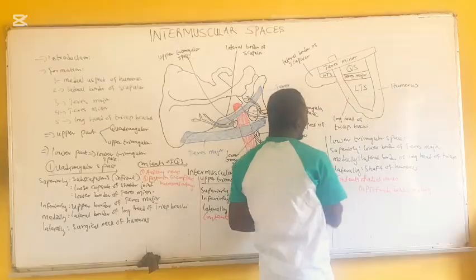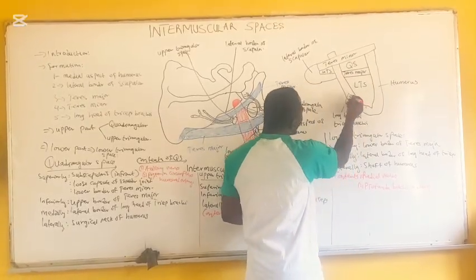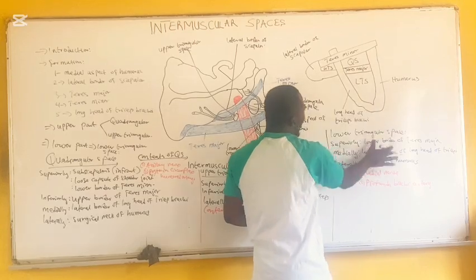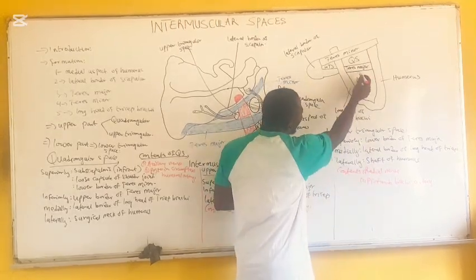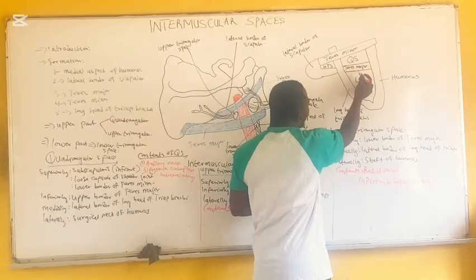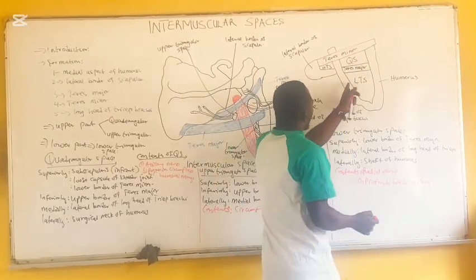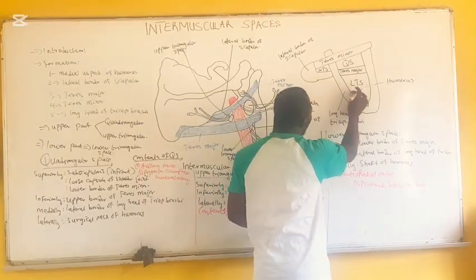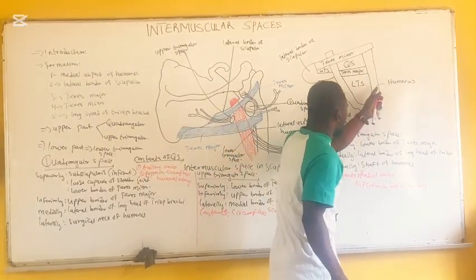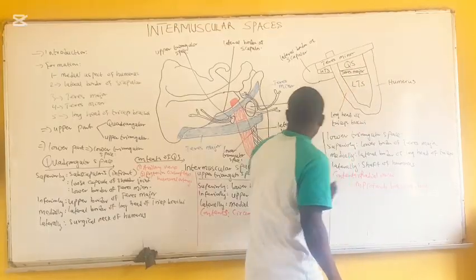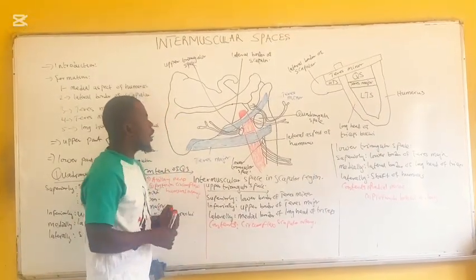Coming down to the lower triangular space, it has a superior boundary, a medial boundary, and a lateral boundary. It does not have an inferior boundary. Above it, this is the lower border of the teres major, so it forms the superior boundary of the lower triangular space. Medially, the lateral border of the long head of the triceps brachii, and laterally it is formed by the shaft of the humerus. So this is about the contents and boundaries of intermuscular spaces.